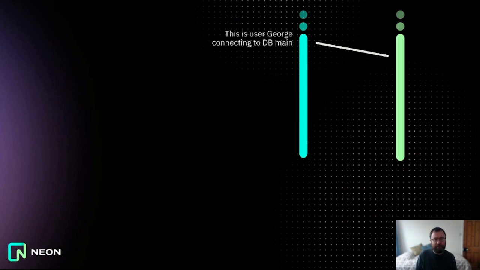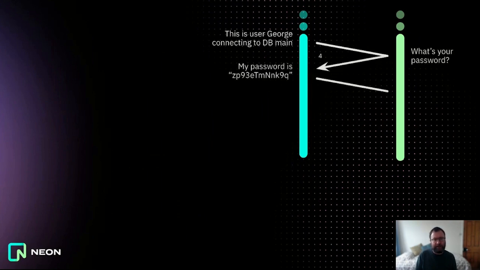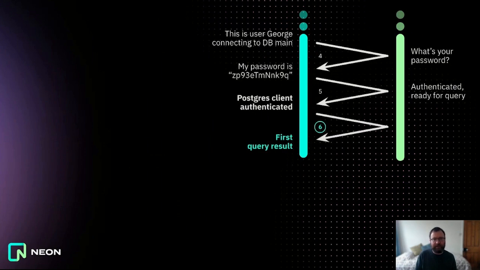The client sends the same startup message, but this time the server just asks for a password, we send the password, and the server authenticates us. And then, of course, we send a query and receive a result like before. So now we're down to a total of 6 round trips. But it turns out that there's another benefit to moving to password authentication.